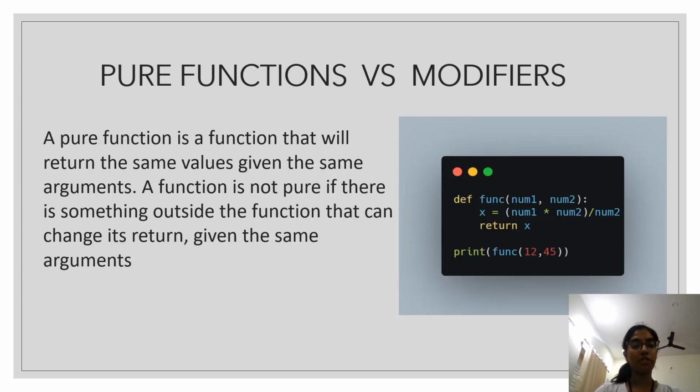So what are pure functions and what are modifiers? A pure function is a function that will return the same value given the same arguments. A function is not pure if there is something outside the function that can change its return given the same arguments. An example is def function(num1, num2): x = num1 * num2 / num2; return x. Then print(function(12, 45)).